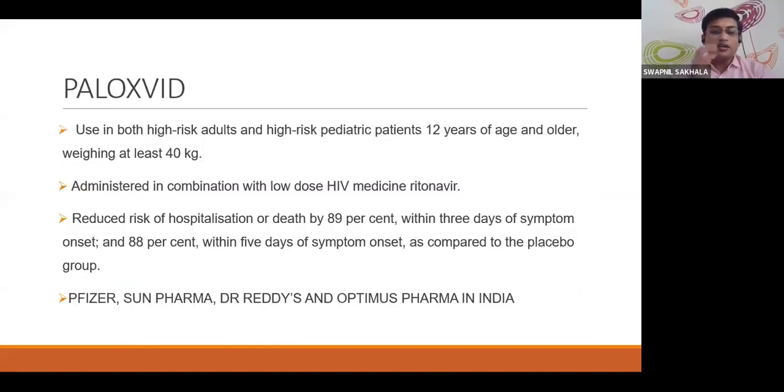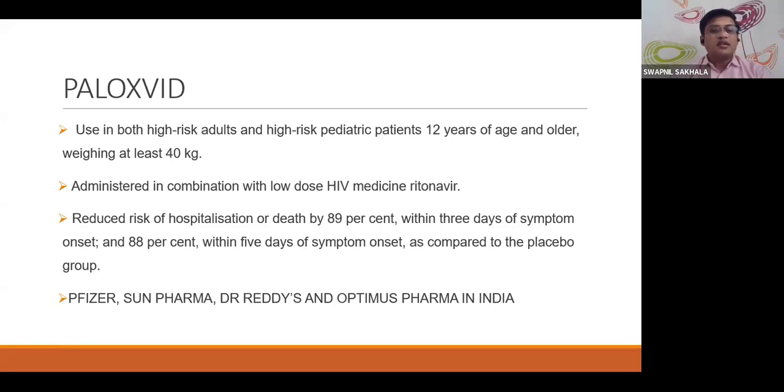Those patients who can afford it, once it is available, we can definitely promote them to use it to have fewer disease complications. Another drug that will be coming to market in the coming months is Paxlovid. So what is Paxlovid? Again, it is a similar molecule to molnupiravir. It has shown a better effect, with lesser progression in COVID-19 pneumonia. It can be used in high-risk adults as well as high-risk pediatric patients of 12 years and more, weighing at least 40 kg.